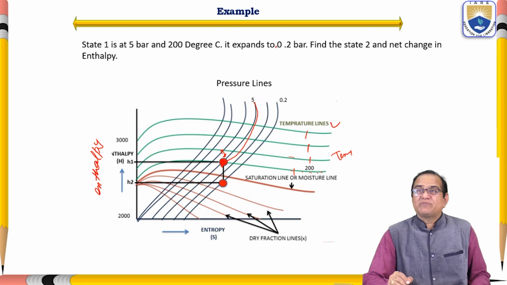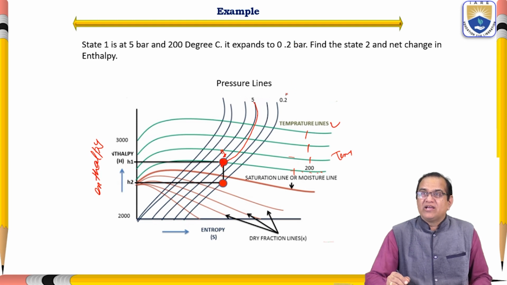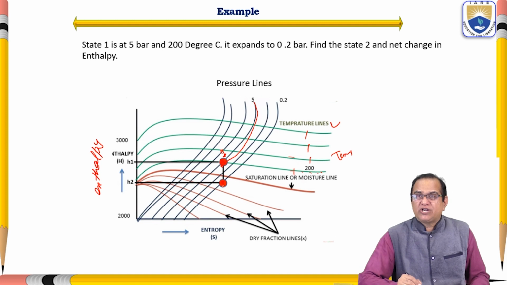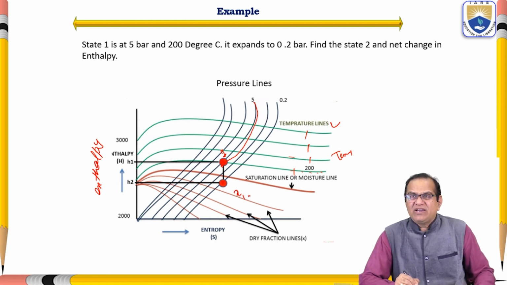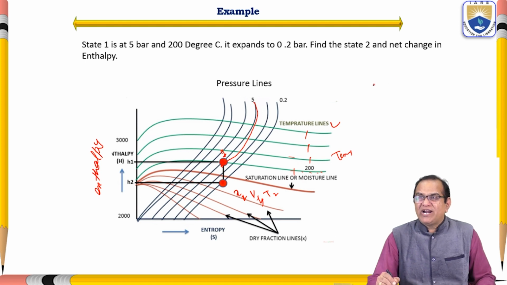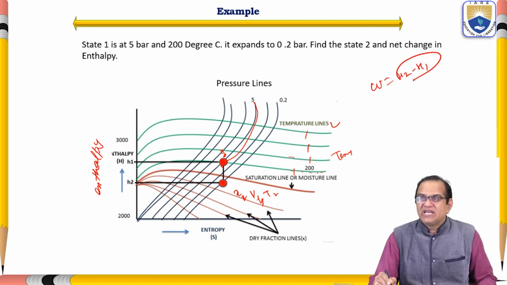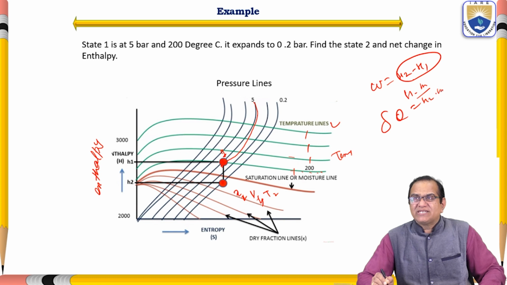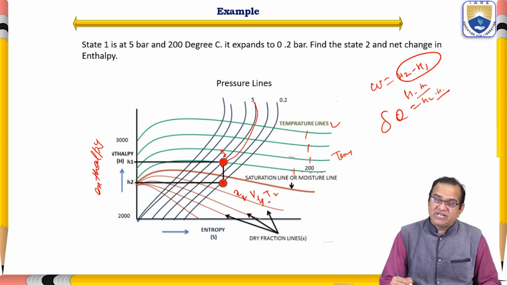Next it is telling that it expands to 0.2 bar. It expands isentropically, meaning vertically, up to the 0.2 bar line. So here you see the 0.2 line, and we put a vertical line and find state 2. For state 2 we can find X and all other parameters. Pressure is already given, so we can find V, T2, V2, X2. All the things we can find out. We can also find out the work done: H1 minus H2 is the work done, and del Q is equal to H2 minus H1.